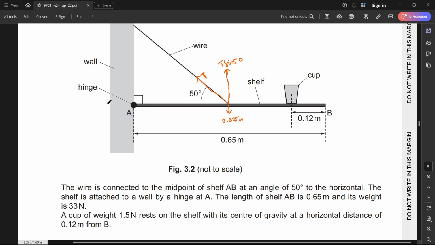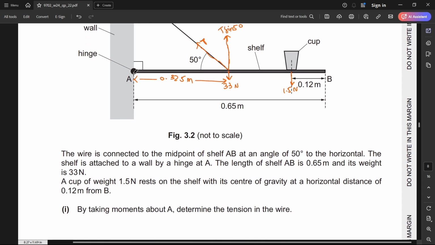So I'll just do one thing. I'll erase this part and mention that my weight over here is actually 33 newtons and this distance is 0.325 meters. This looks better. Now a cup that is weighing 1.5 newtons, so I'll just mark that, rests on the shelf with the center of gravity at a horizontal distance of 0.12 from point B. Now by taking the moments about point A, determine the tension in the wire.